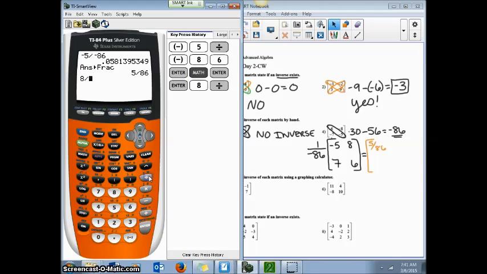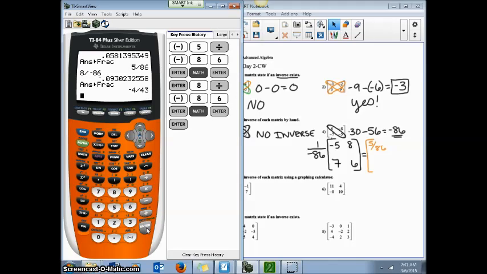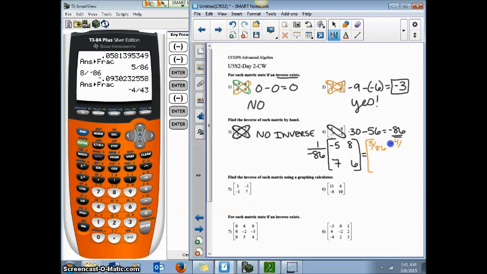I would do 8 divided by -86. Change that. Math, enter, enter. So that one could reduce. So it's -4/43. And keep doing that. You get -7/86. And then -3/43. Okay?